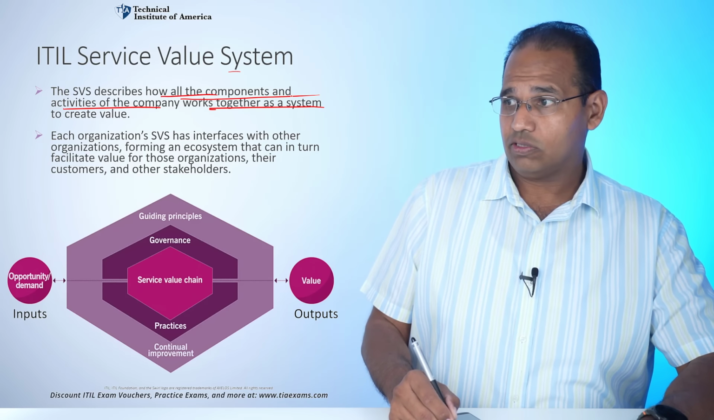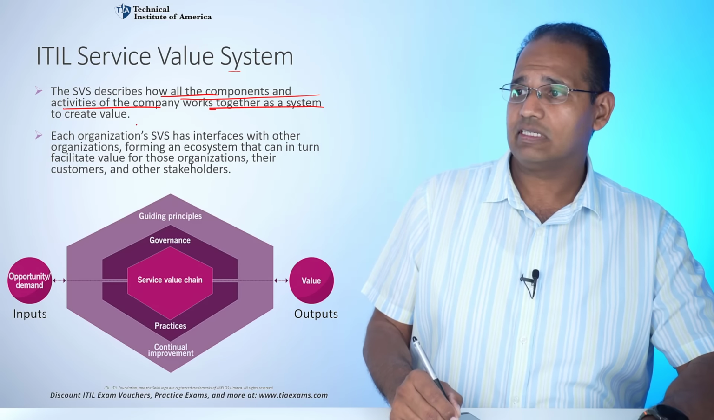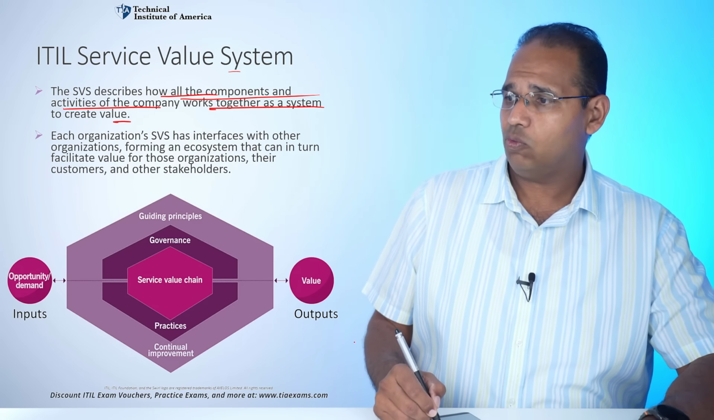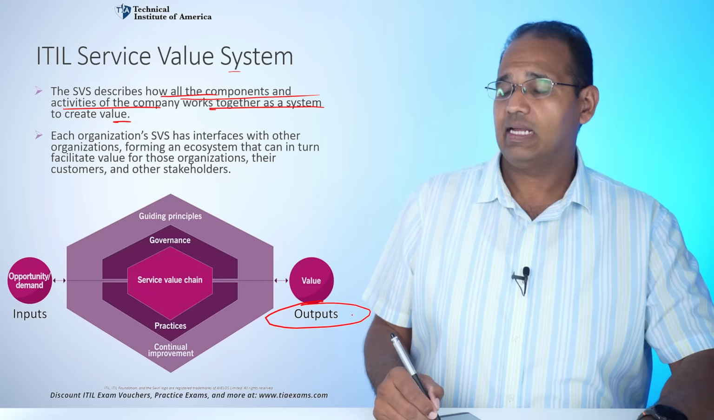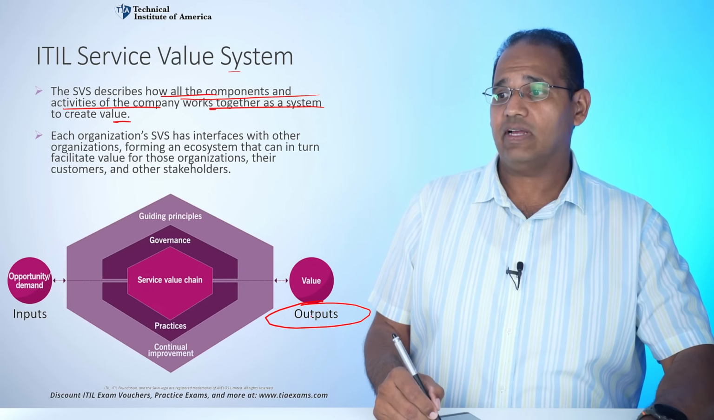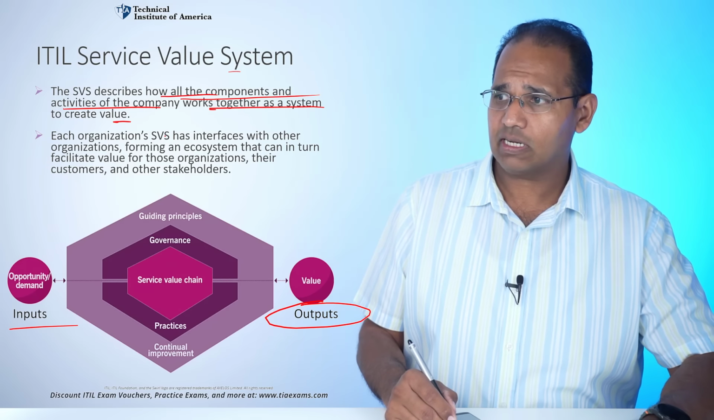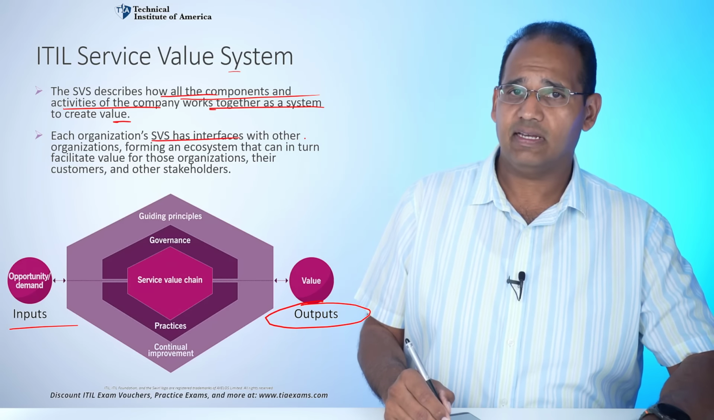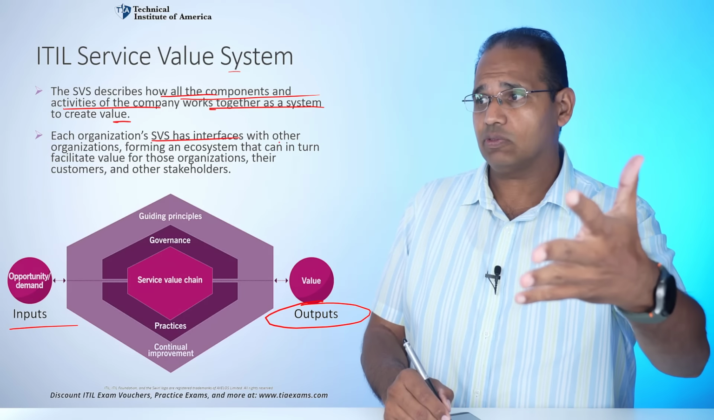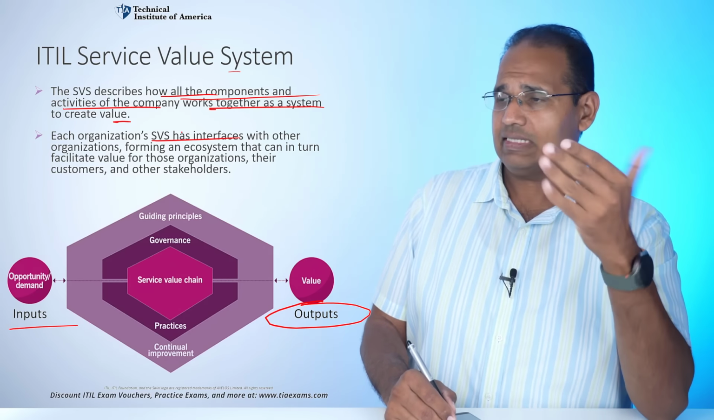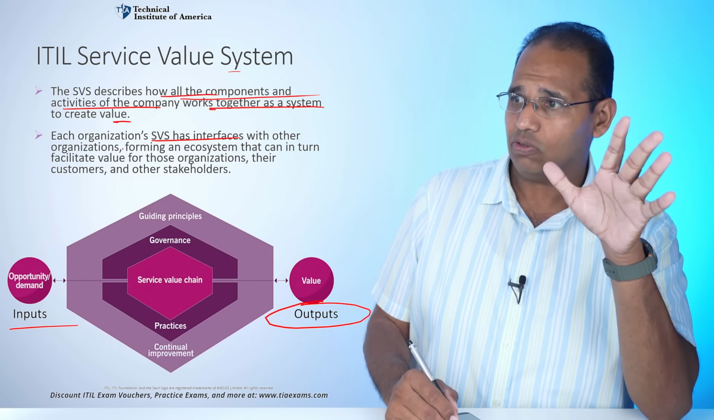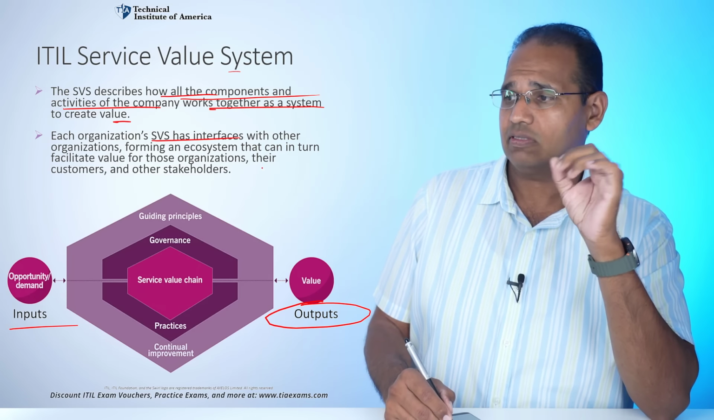Notice all the components and activities that work together to create value. We need to provide value. The output here is value. The input is the demand. Each organization's SVS, and you have one, I have one, every company has one, interacts with other organizations, forming an ecosystem.